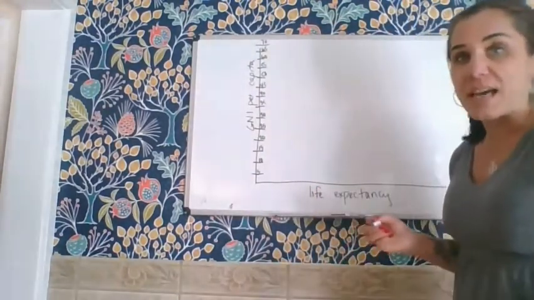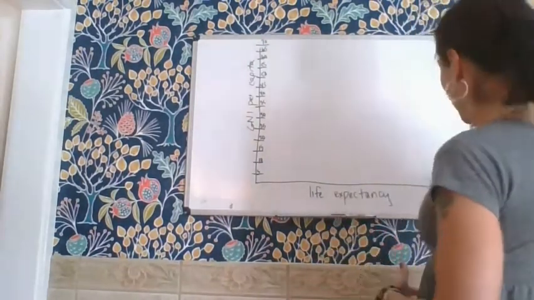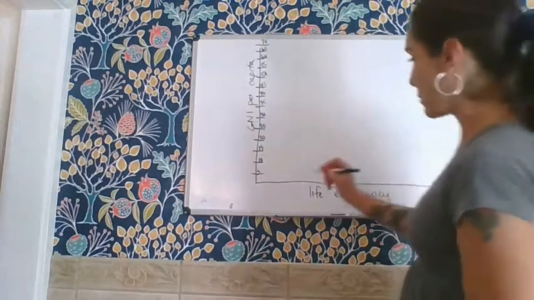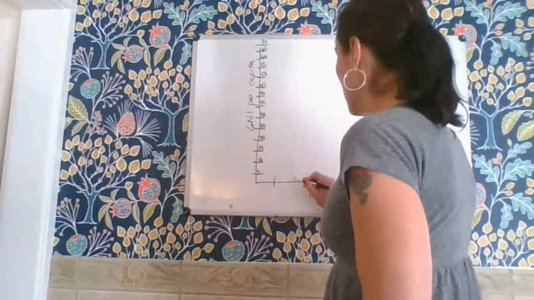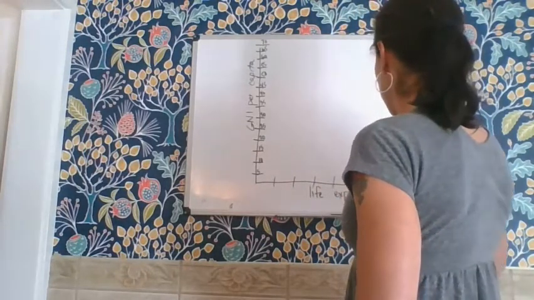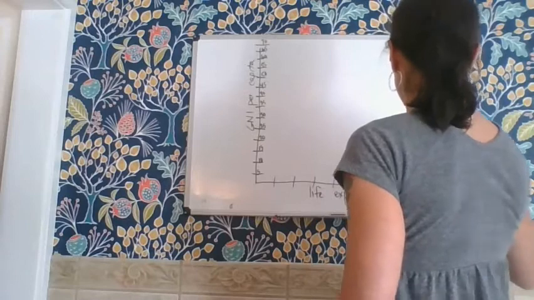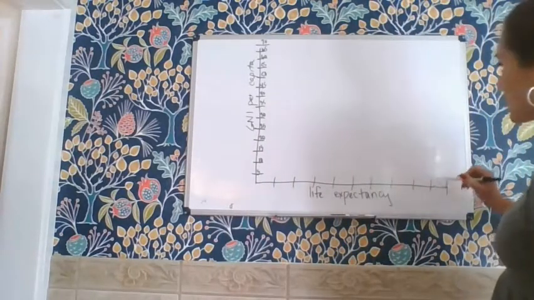For life expectancy, the highest life expectancy is not going to surpass 100, so I could probably do it in increments of 10 years. So 10, 20, 30, 40, 50, 60, 70, 80, we'll say 90, and 100.